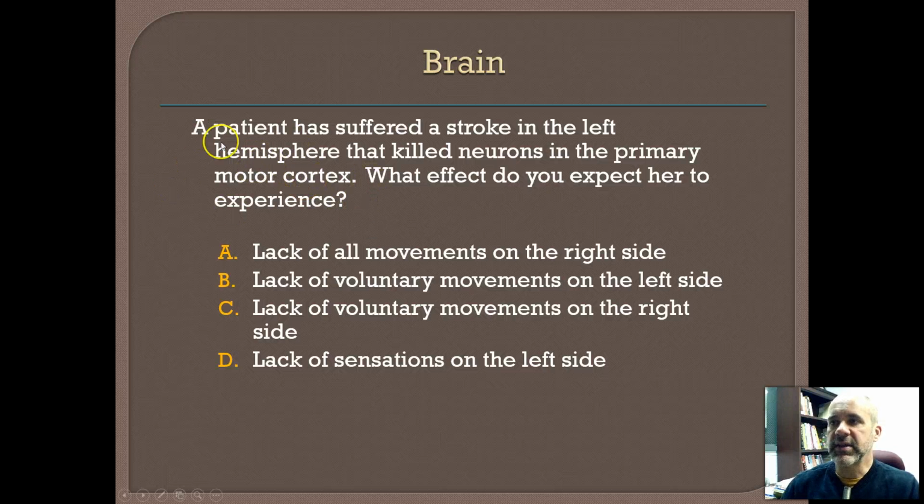All right, so let's look at the answers though here. This is one of these where you don't want to just pick an answer impulsively. You always want to read through all four choices. What effect do you expect her to experience? A, a lack of all movements on the right side. That sounds kind of reasonable. B, lack of voluntary movements on the left side, C, lack of voluntary movements on the right side, D, lack of sensations on the left side. All right, primary motor cortex, neurons that control the motor neurons that send impulses to skeletal muscles.